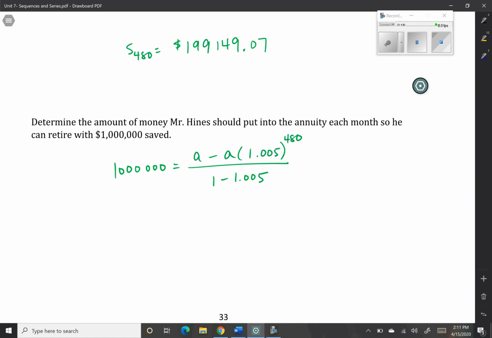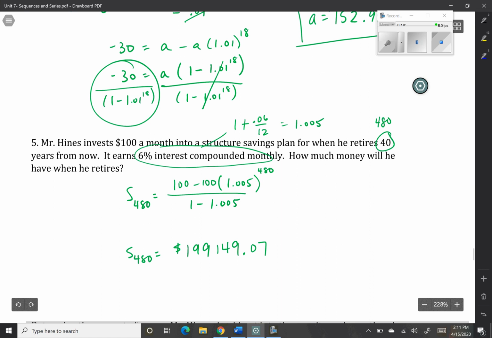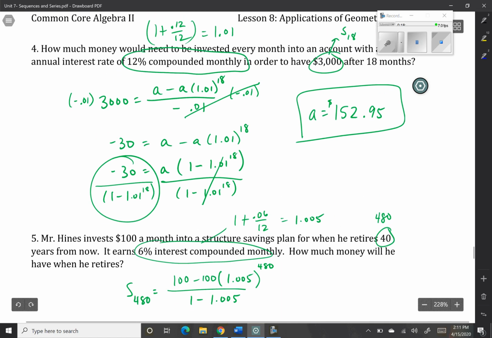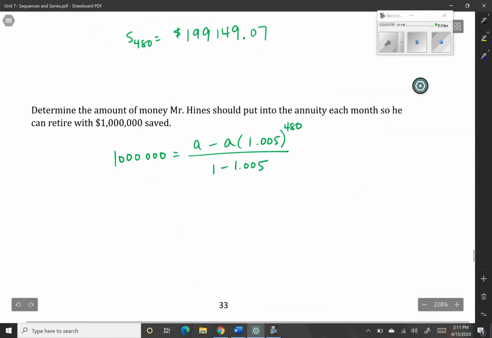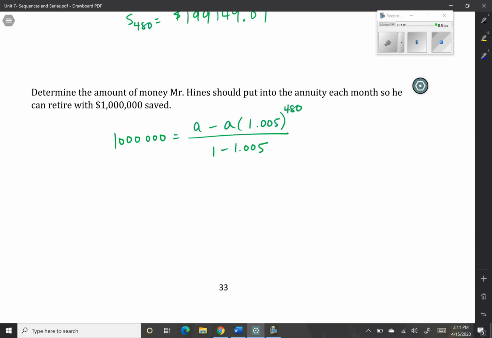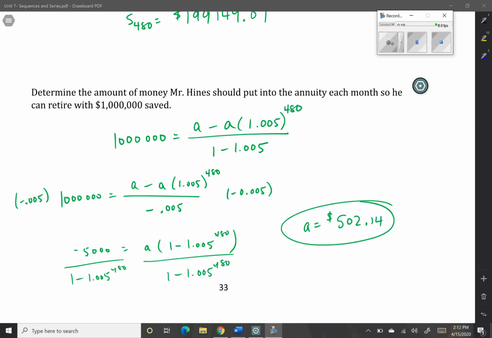So this is a good opportunity for you to pause the video, take what I did here up top in exercise 4, and try and figure out how much money a month Mr. Hines has to put in to make $1 million. I want Mr. Hines to be a millionaire. All right, so let's take you through step by step what I did here.